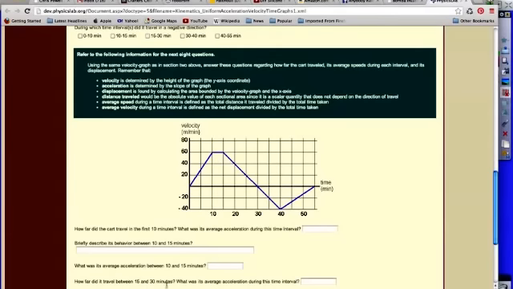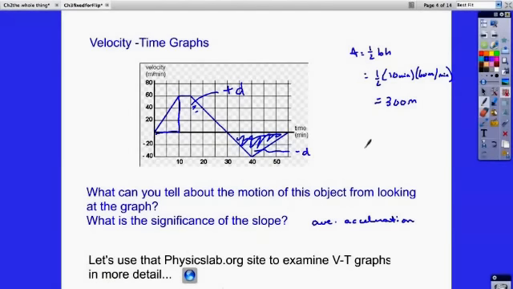How far did it travel between 15 and 30 minutes? Well, here's another triangle. The base is 15 minutes, and the height is 60 meters per minute. And 15 times 60, well, let's see, 15 times 6 is 90, so 15 times 60 would be 900, half of which is 450 meters for the displacement during that time.